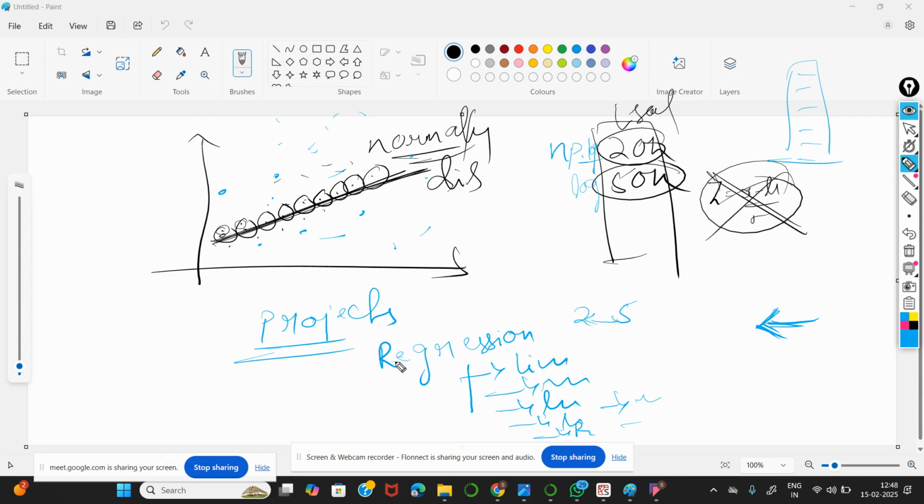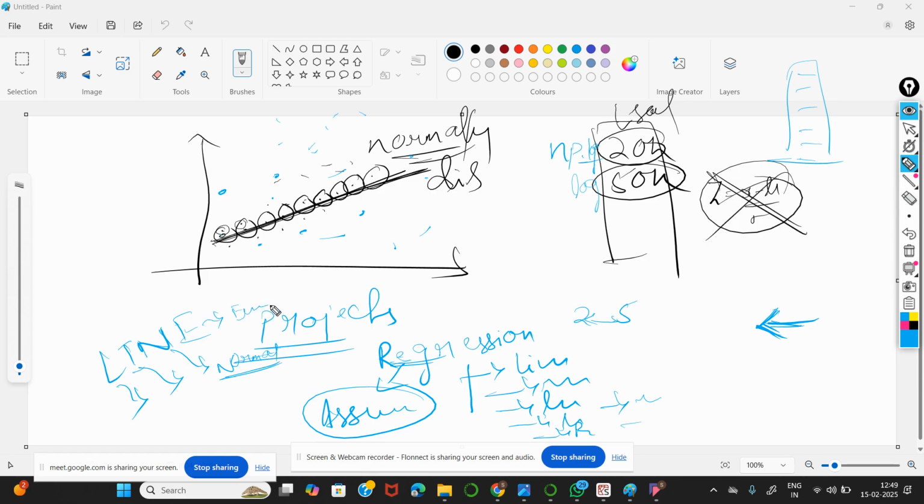Regression techniques come with assumptions. This model can work only if your data is normal. LINE, we call it LINE: linearly distributed values between your input and output, errors should be independent of each other, errors should be normal, and errors should have equal variance. If the data points are normal, then their errors will also be normal.